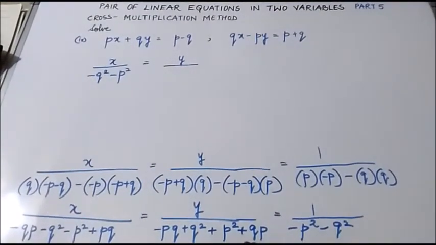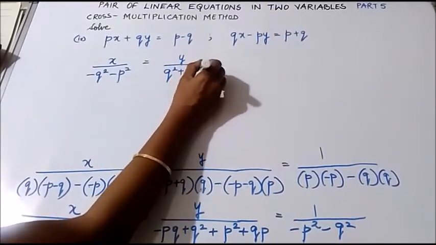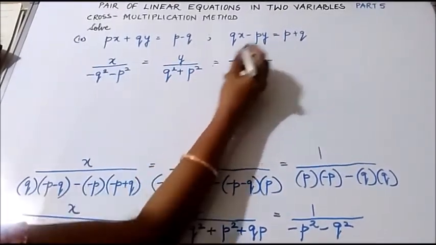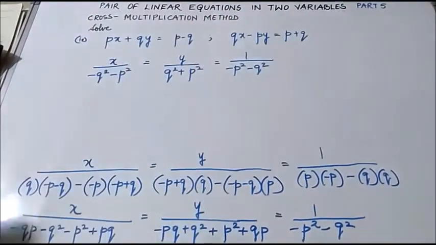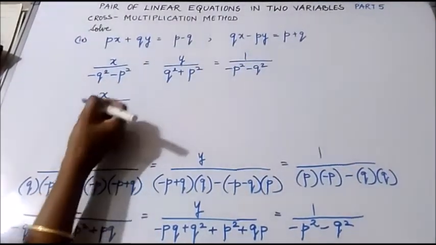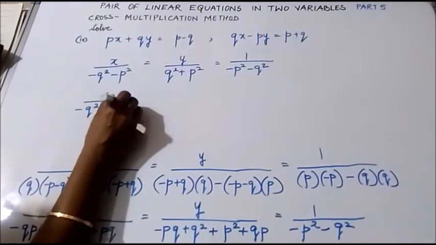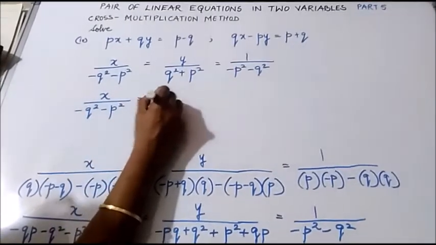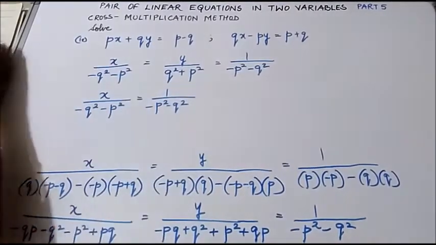Here minus pq plus qp will get cancelled. What is remaining is q square plus p square. Here you get 1 minus p square minus q square. Okay, now let us equate the first and the last, that is x. Here it is minus q square minus p square is equal to 1 by minus p square minus q square.